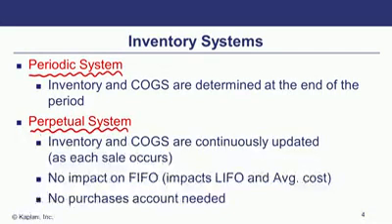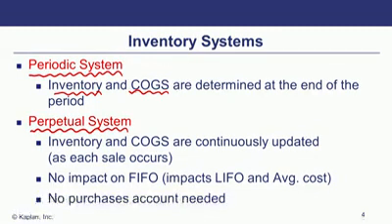In other words, we only calculate our cost of goods sold at the end of a period. Until then, we've only got a purchases account in our income statement. Okay, so inventory and cost of goods sold are determined at the end of the period under a periodic system. And as I said, that tends to be smaller companies.